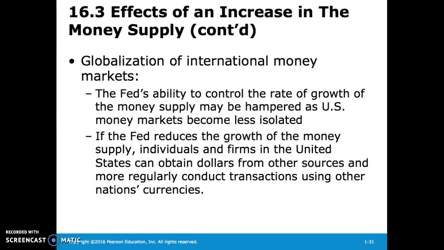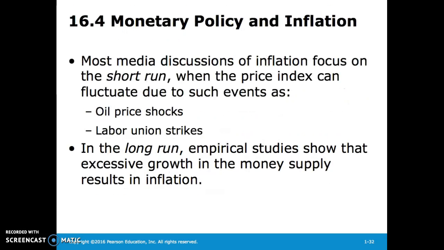If the Fed reduces the growth of the money supply, individuals and firms in the United States can obtain dollars from other sources and more regularly conduct transactions using other nations' currencies. Most media discussions of inflation focus on the short run, when the price index can fluctuate due to such events as oil price shocks or labor union strikes. However, in the long run, empirical studies show that excessive growth in the money supply results in inflation.